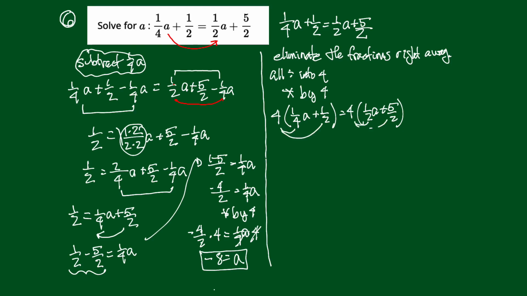So now I'm going to use the distributive property. I'm going to multiply the 4 into here and then into here. So it's going to look like this. It's going to be 4 times 1/4 A plus, now bring that 4 over through here, 4 times 1/2. Now do it to the right side. 4 into the 1/2 is going to be 4 times 1/2 A plus, and then finally over here, we'll get 4 times 5/2. Now, all the denominators should cancel. This is how we're going to eliminate them right away.